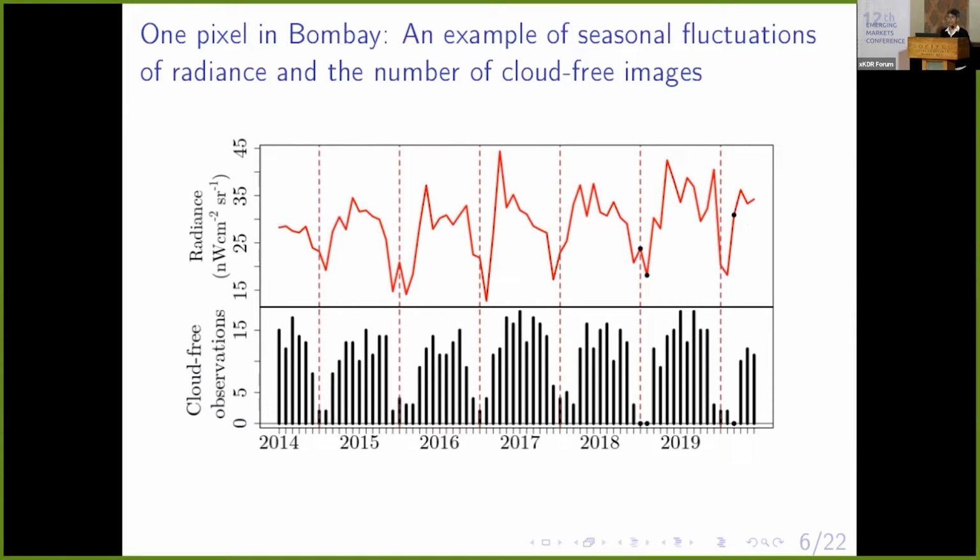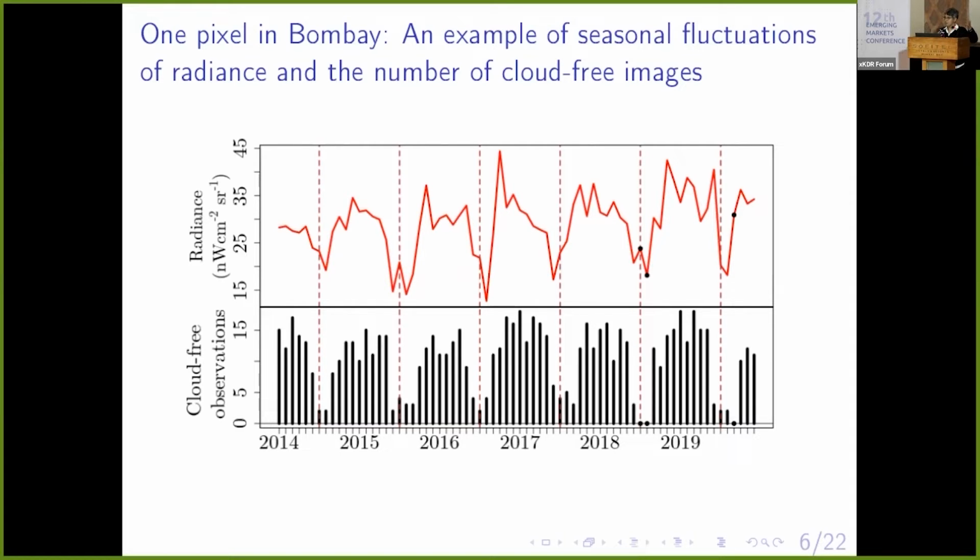Remember, this is a monthly data set. So every bar that you see is the height saying how many cloud-free days were there in that month. And what you'll see is a very, very strange pattern. So if you just focus on the top red line and you ask, what's happening to Bombay during this period? If radiance is supposed to tell us something about income, it looks like income in Bombay is going through these wild swings.